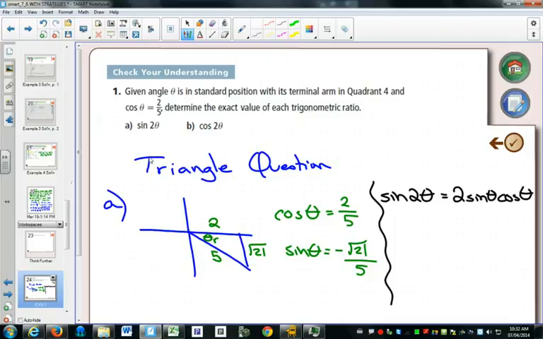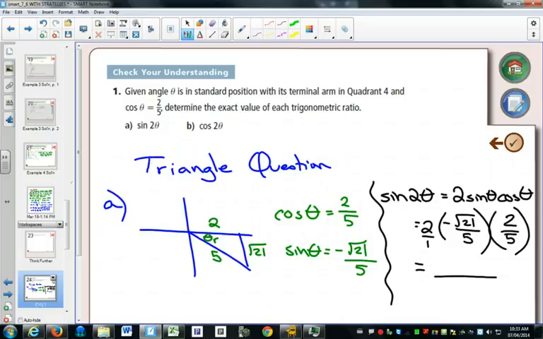And from our triangle, we know what sine of theta is. It's negative root 21 over 5. Again, careful that you don't just replace the root 21 over 5 for the theta, because sine of theta is negative root 21 over 5. And cos of theta, all of cos of theta, is 2 over 5. Then you just multiply your fractions. 2 is like 2 over 1. So I multiply the bottoms, I'll get 25. 2 times 2 will be 4, so I'll have negative 4 root 21 over 25.